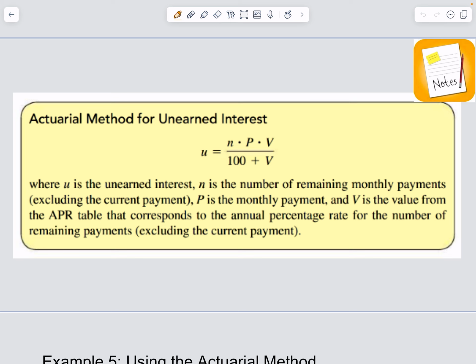U represents that unearned interest. N, in this case, is the number of monthly payments that are left, not including the payment that you're making right now. P is the monthly payment, so how much is your monthly payment? V is the value that we get from that APR table. So depending on what the APR is and how many remaining payments are left, we find the dollar value.